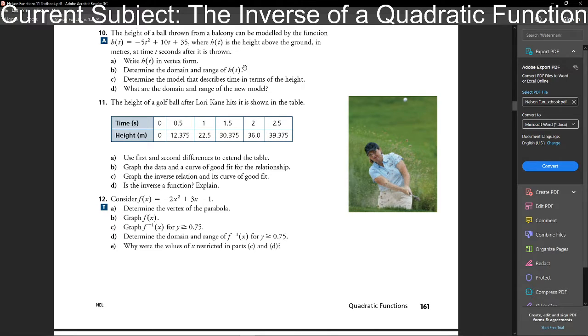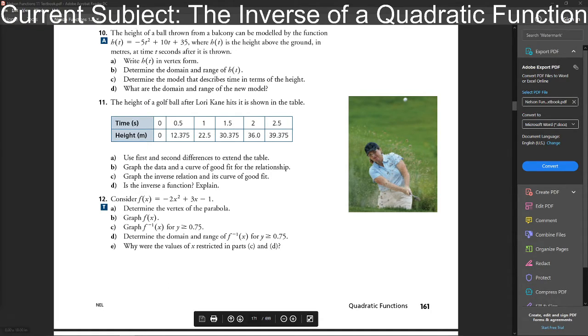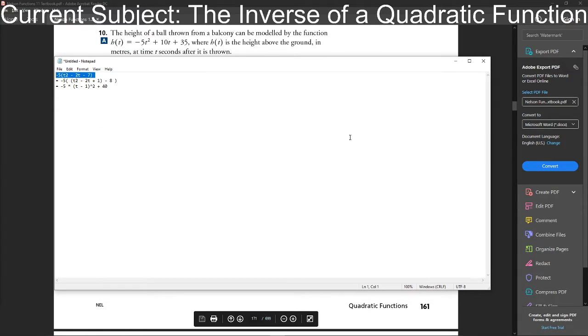Determine the domain and range. Okay, we did that. Determine the model that describes the time in terms of height. Okay, so this is going to be the inverse. So we want the model that describes time in terms of height. Alright, so let's have some fun and do the inverse of this. You know what, let's see if we can just do it in Notepad instead of this. And so everyone can see it instead of me just kind of picturing it in my head.